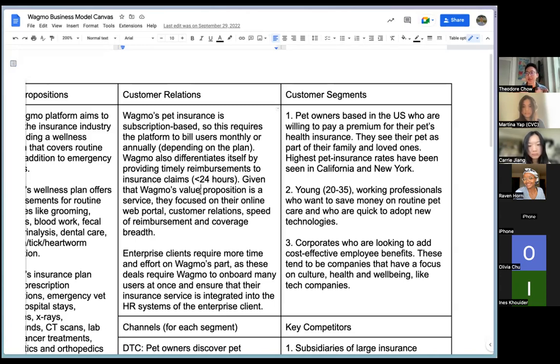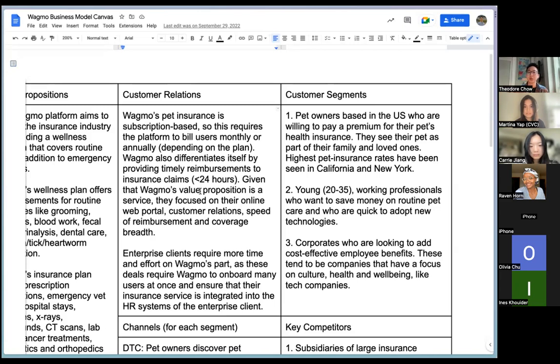So who are the customers for the service? Basically, we have pet owners in the US who are willing to pay a premium for their pet insurance. They see their pet as part of their family and loved ones. And also, because they're based in New York, New York has one of the highest pet insurance rates. So that's pretty smart of them to be targeting the specific customer segment here.